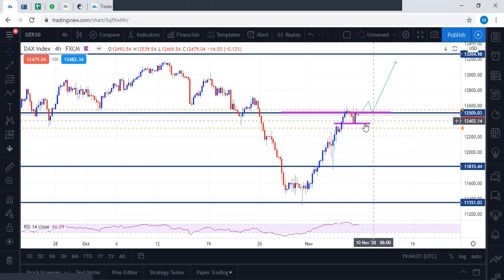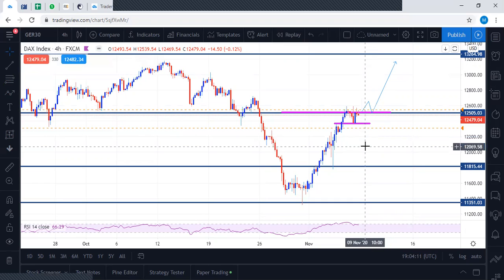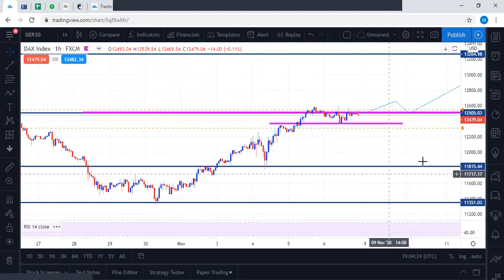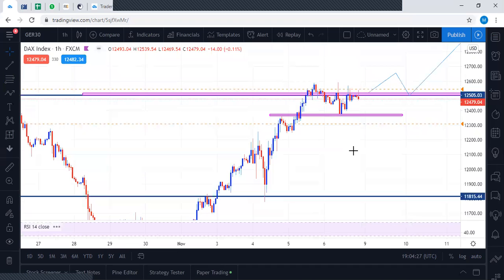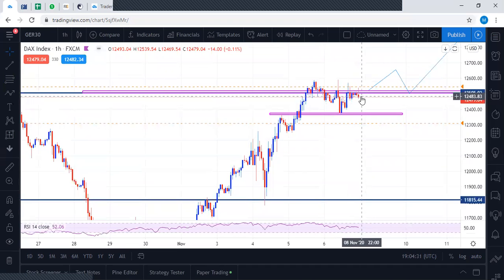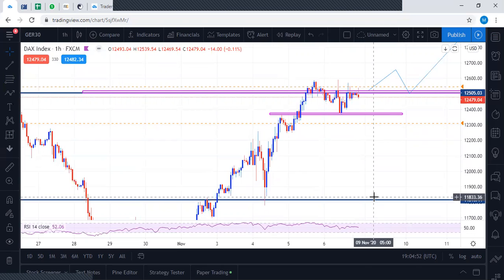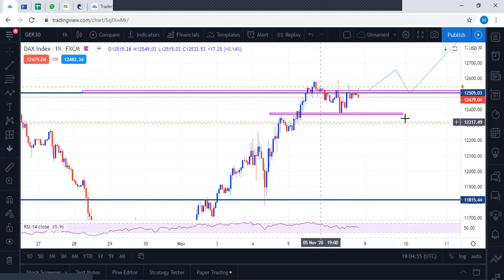But if price decides not to go up and continues to the downside, I'll be going to the 1 hour. Let's go to the 1 hour. As you can see here, if price decides not to break above that level and comes down here, I'll be waiting for a retest for a possibility to continue to the downside. And I'll take my profits around the 12,156 level overall. I might just swing it down to the 11,868 level.